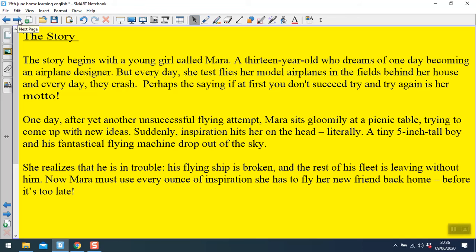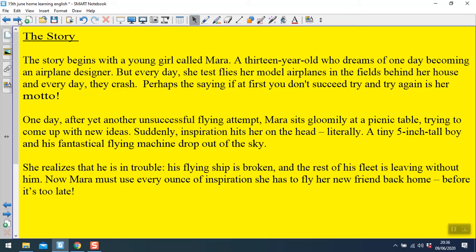Okay, so the story begins with a young girl called Mara, a 13-year-old who dreams of one day becoming an airplane designer. But every day, she test flies her model aeroplanes in the fields behind her house, and every day they crash. Perhaps the saying, if at first you don't succeed, try and try again, is her motto. One day, after yet another unsuccessful flying attempt, Mara sits gloomily at a picnic table, trying to come up with new ideas.